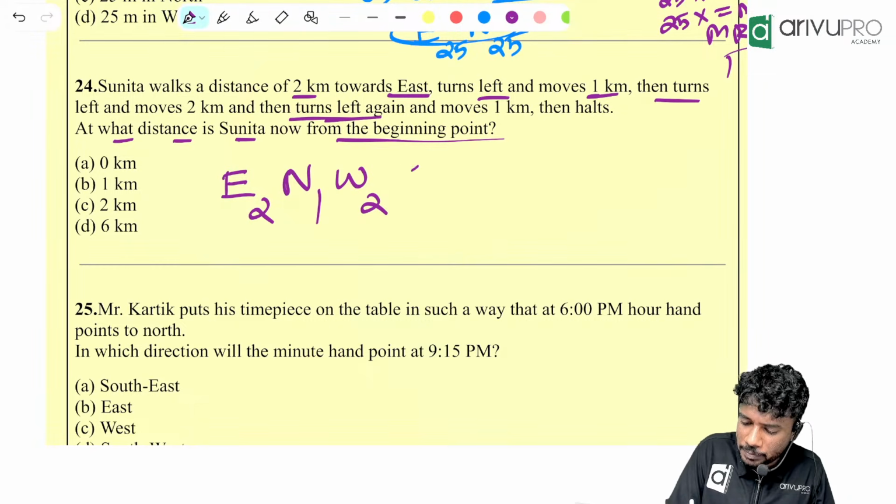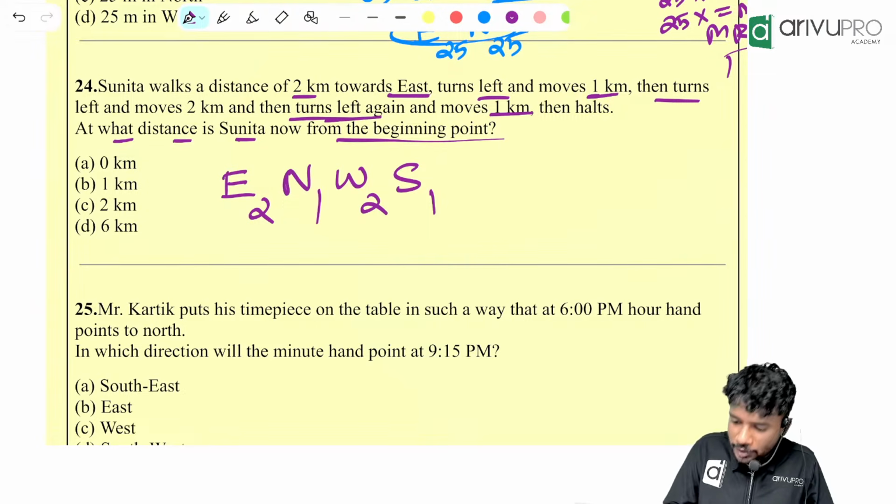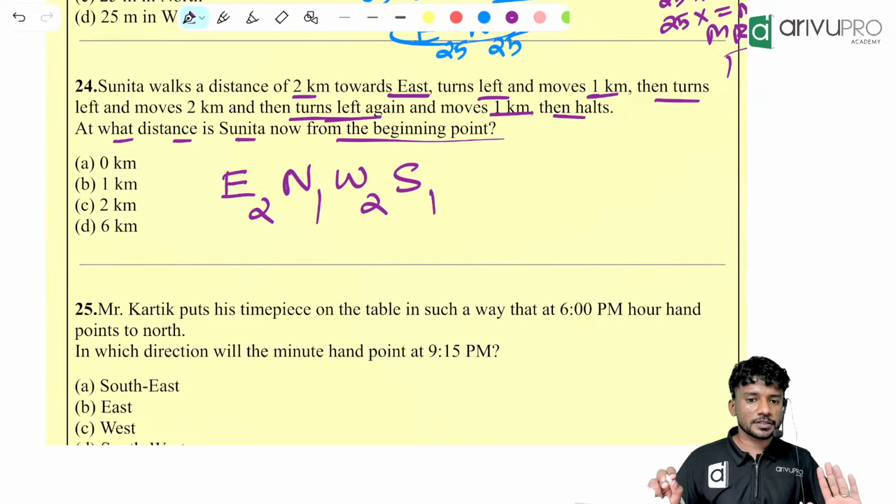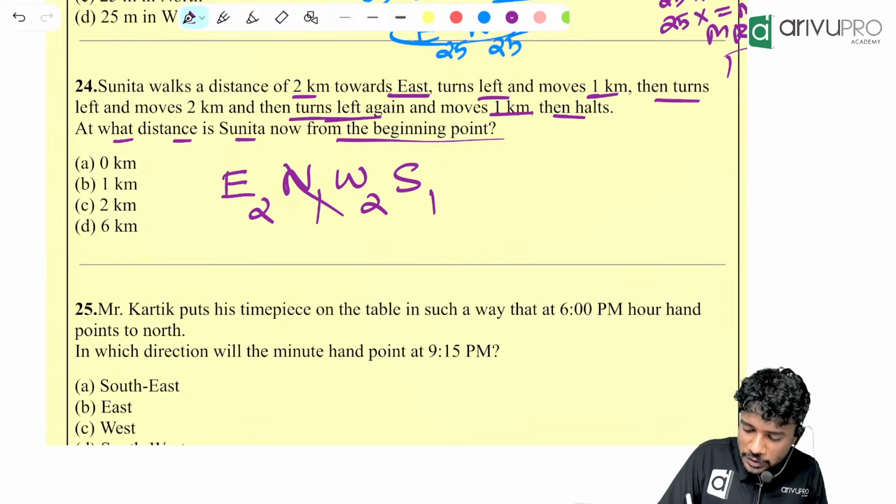Left of west is what, people? South. How many kilometers? 1 kilometer. Then halts. He stops. That is the final point. Now, people, north and south are opposite.